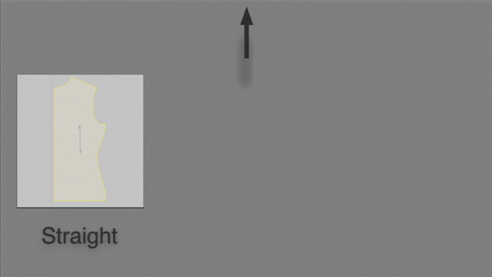Because of the thread construction, the fabric can be cut in three ways. Straight. This means that the warp goes along the body. This construction is stable, although it has some elasticity going around the body, which helps with the fitting.